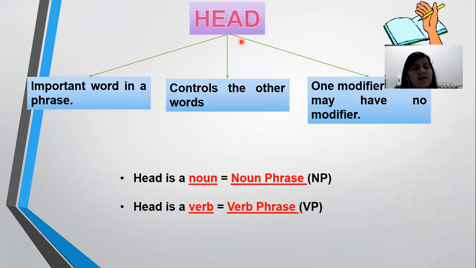But what is a head? The head is the most important word in a phrase. It controls the other words and it determines the meaning of the entire phrase. In addition, all the words in the phrase depend on the head. Finally, a given head may have more than one modifier and may have no modifier. In addition, it's important to know that a phrase whose head is a noun is called a noun phrase, and a phrase whose head is a verb is called a verb phrase, and so on.